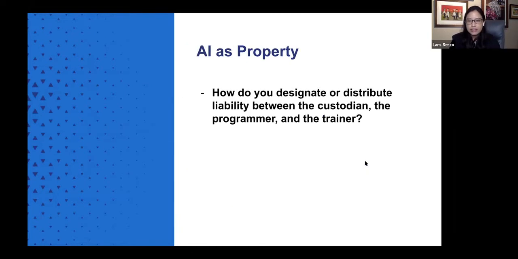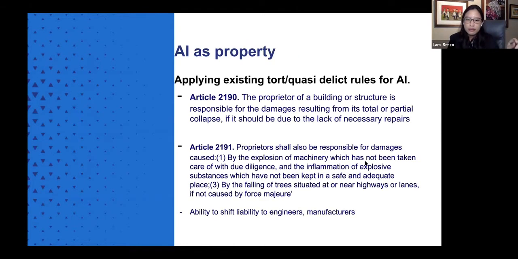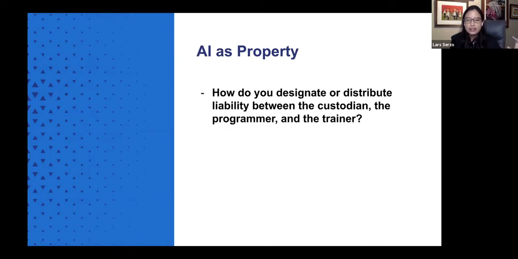And some issues, right? When you apply this legal framework to AI, we see that it's not that straightforward. As you would have gleaned from the presentation earlier, the development of AI involves not just the owner of the software or the tool itself, but also the way that it works would be attributable to the programmer and also the trainer that inputs the data, trains it further, etc. So now the question is, how do you designate or distribute liability among everyone involved in the creation of AI?